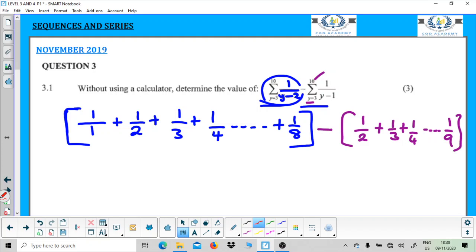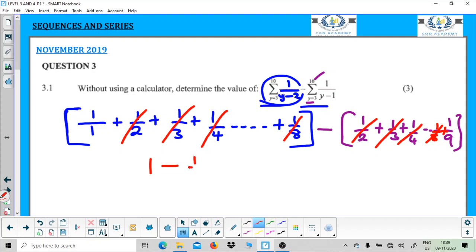What is half minus a half? Do you see that? This one and that one. This one here and that one. In fact, just before 1 over 9, there will be 1 over 8 there. So this one will cancel that one. In fact, everything in the first bracket is going to be cancelled except for that 1 over 1, which is 1. Okay? Then minus. Is there something left that was not cancelled in the second bracket?